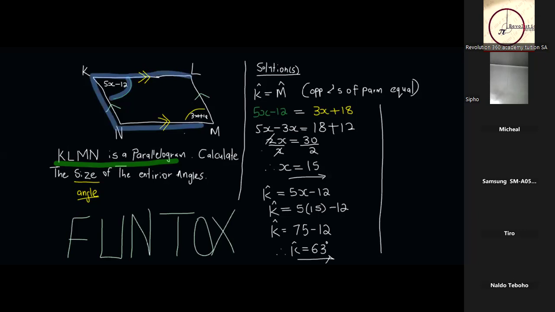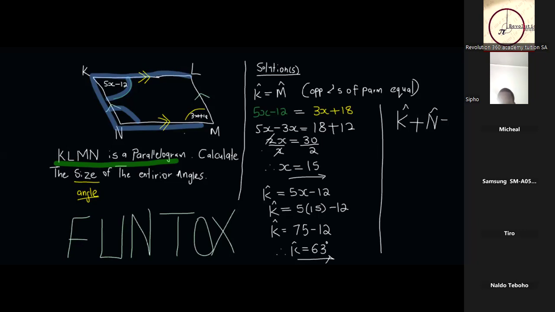So from here, I'm going to say angle K, it's a continuation. Please make sure that you write it properly. So you'll say angle K plus N is equal to 180 degrees. Why do we say it's 180 degrees? Because co-interior angles are supplementary. You say co-interior angles supplementary.